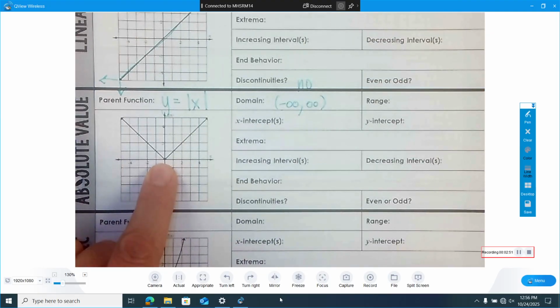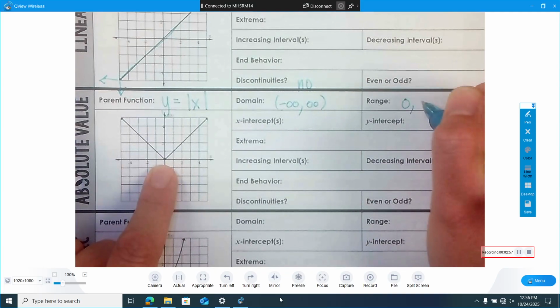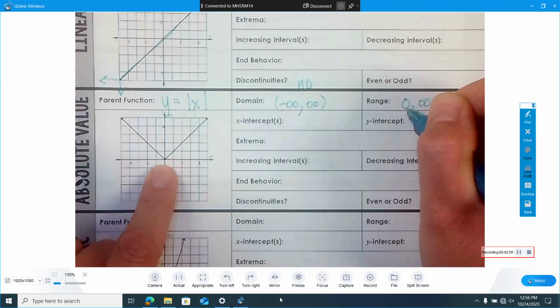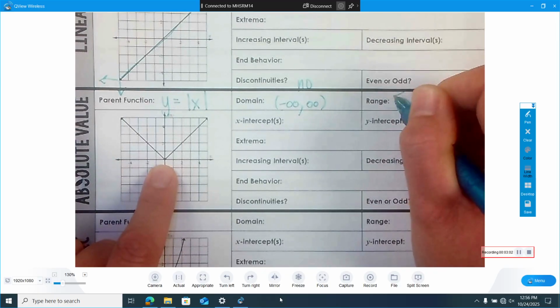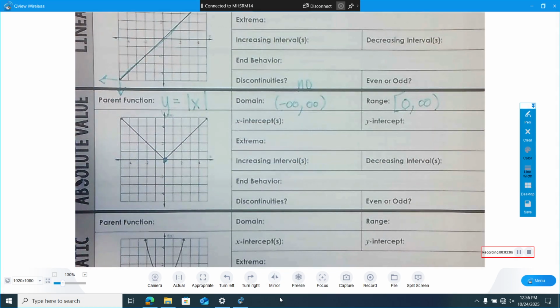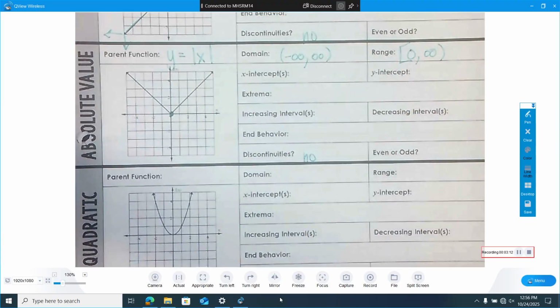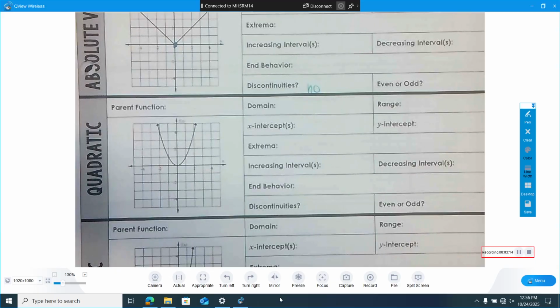What's the range? How low does it go? 0. And how high does it go? Infinite. Very good. Do we use a bracket or parentheses? 0? Bracket. Very good. Because it's actually equal to 0 right there, we use a bracket. All right, super. Any discontinuities? No. Very good. Okay, super. See how fast we do this?